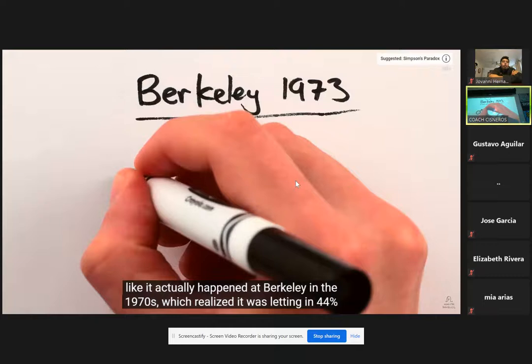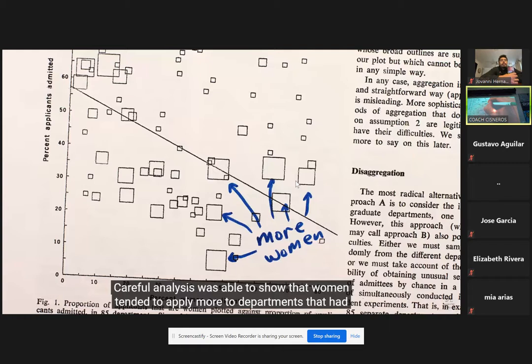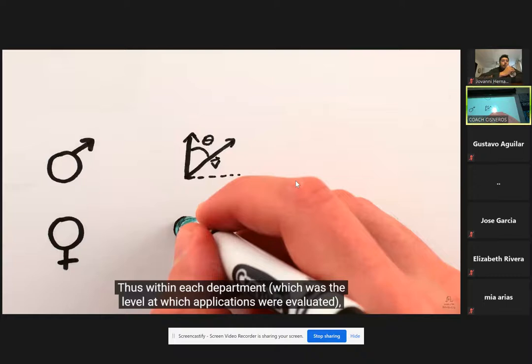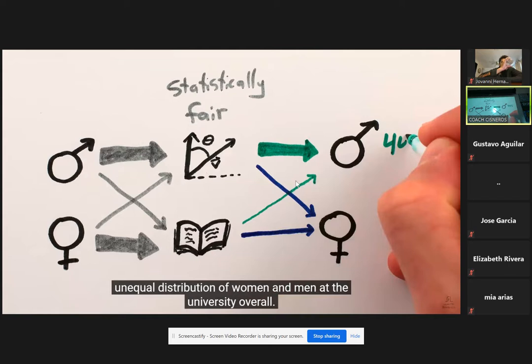This situation is another illustration of Simpson's statistical paradox, and something like it actually happened at Berkeley in the 1970s, which realized it was letting in 44% of men applying to the graduate school, but only 35% of women. Careful analysis was able to show that women tended to apply more to departments that had less funding and few... No! Thus, within each department, which was the level at which applications were evaluated, there wasn't obvious evidence of gender discrimination among applicants. If anything, women were favored, and yet the unequal distribution of women and men across departments resulted in an unequal distribution of women and men at the university overall.